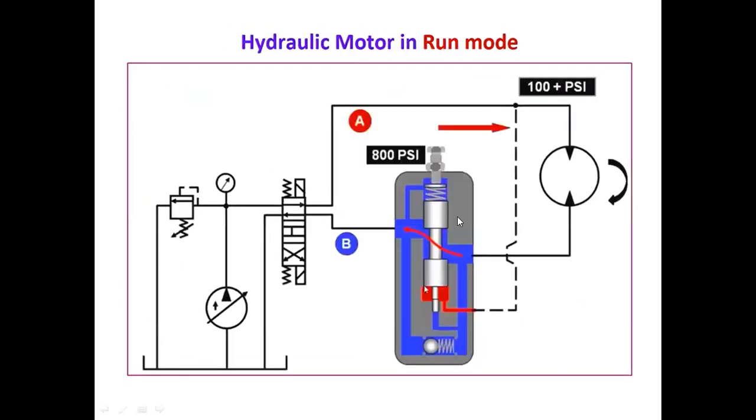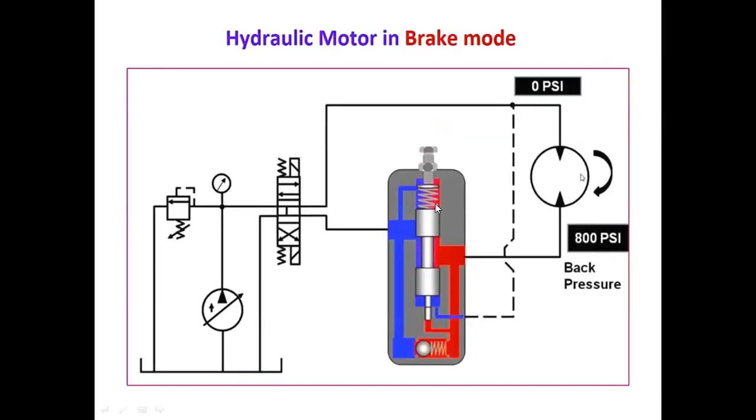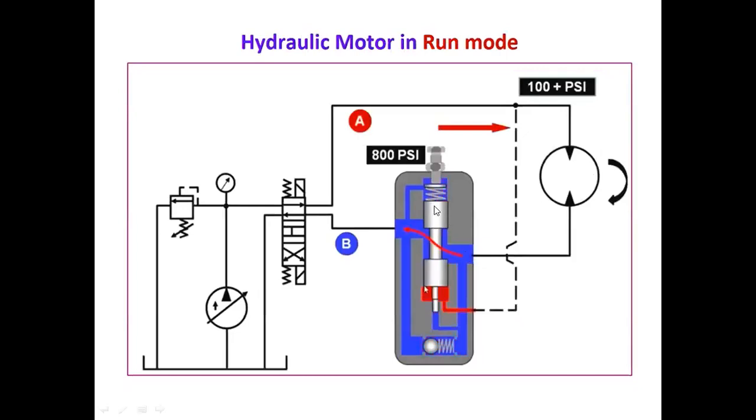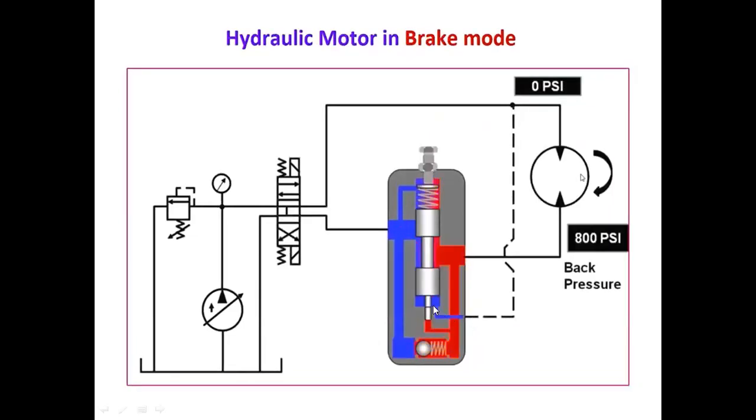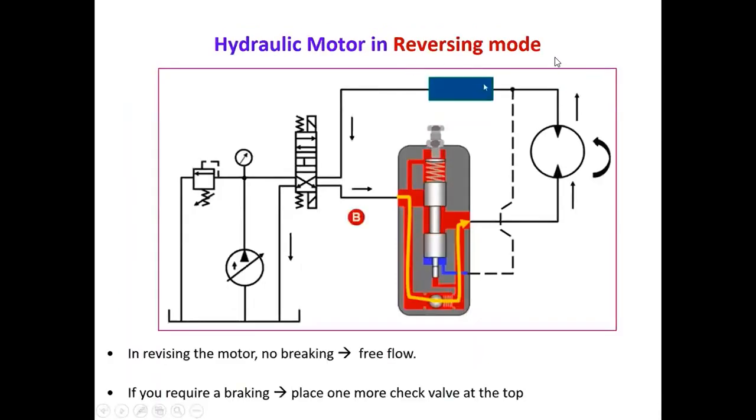Hydraulic motor, this is in run mode. See, in run mode, the liquid is going like that. Here, check valves. In closed mode, the pressure goes downward. In closed, this is closed. Then the motor is in brake mode. So, hydraulic motor in reversing mode. In reversing the motor, no braking, free flow.